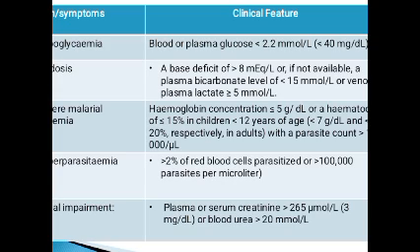Severe malarial anemia: hemoglobin concentration less than or equal to 5 gram per dL, or a hematocrit of less than or equal to 15% in children less than 12 years of age, or less than 7 gram per dL and less than 20% respectively in adults, with a parasite count greater than 10,000 per microliter. Hyperparasitemia.